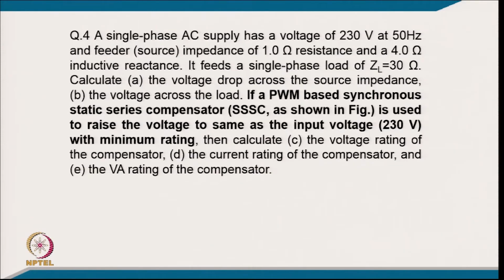117.34 volt-ampere. Coming to the fourth example: a single phase AC supply has a voltage of 230 volt at 50 hertz and a feeder source impedance of 1 ohm resistance and 4 ohm inductive reactance, and it feeds a single phase load of 30 ohm. Calculate the voltage drop across the source impedance and the voltage across the load. If a synchronous static series compensator is used to raise the voltage to the same as the input voltage with the minimum rating, then calculate the voltage rating of the compensator, current rating of the compensator, and the VA rating of the compensator.